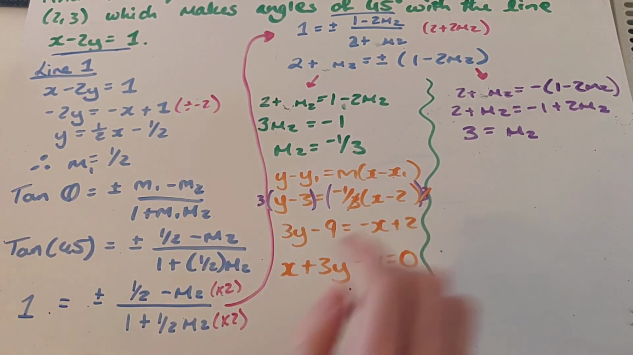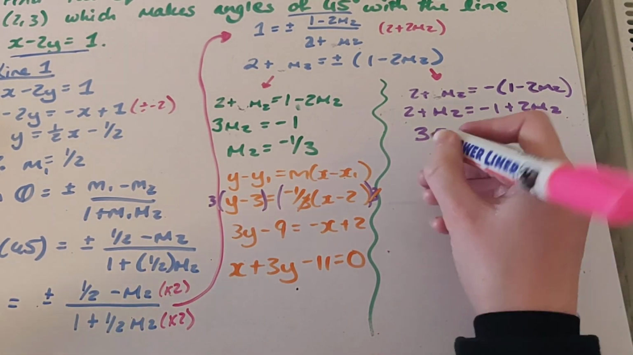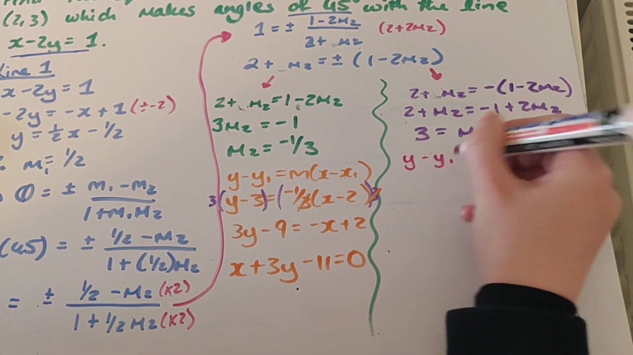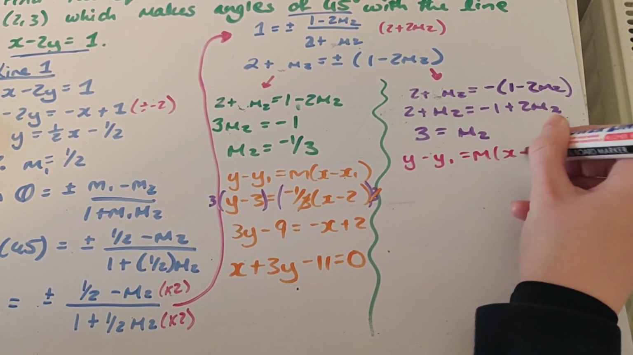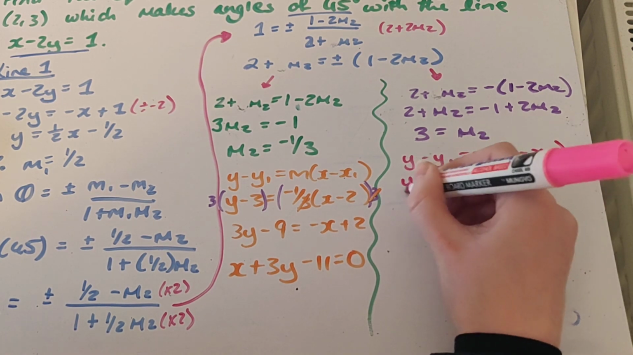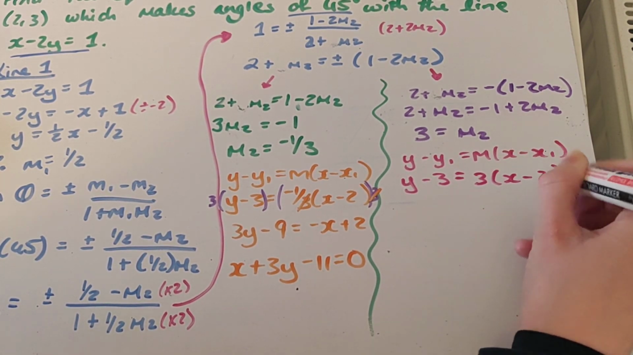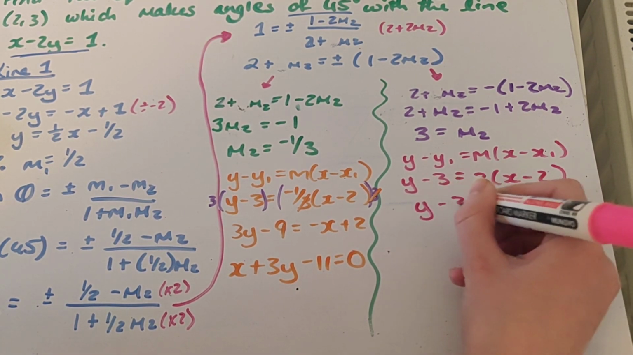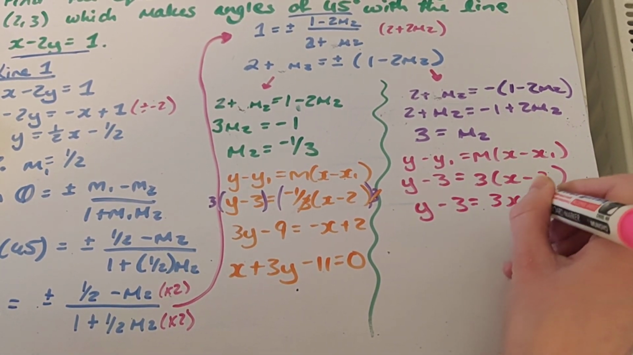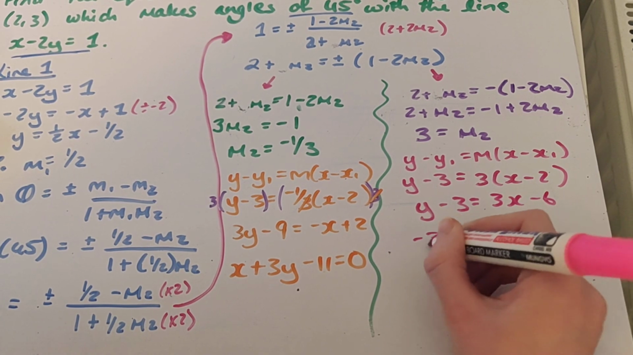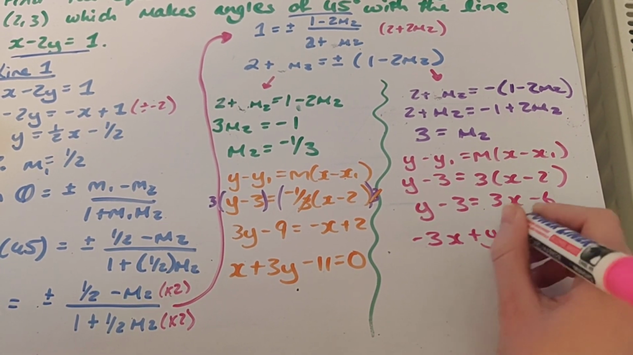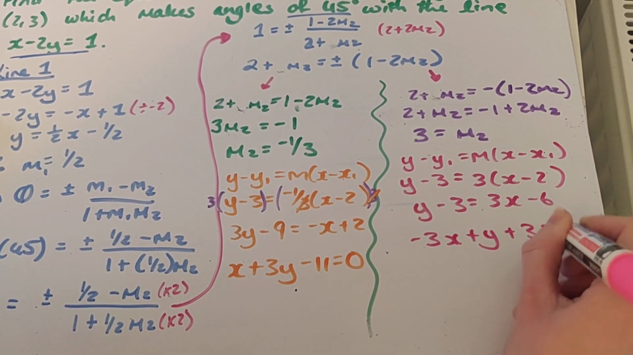Now I'm going to go back over here and do the same thing. So I have y minus y1 is equal to m by x minus x1. Again, I'm using 2 and 3. So I get y minus 3 is equal to 3 by x minus 2. Which means I get y minus 3 is equal to 3x minus 6. So bring everything over and I get minus 3x plus y plus 3 is equal to 0.